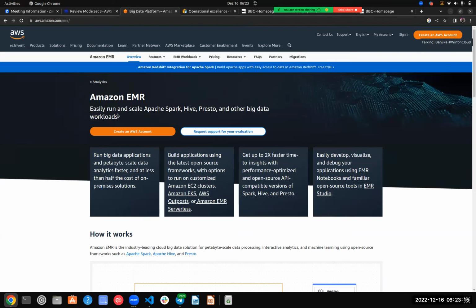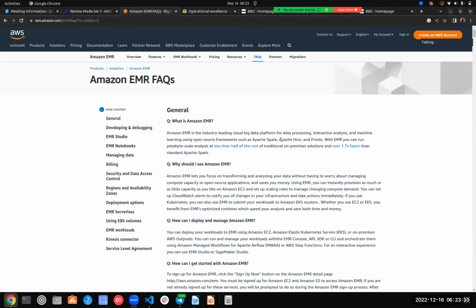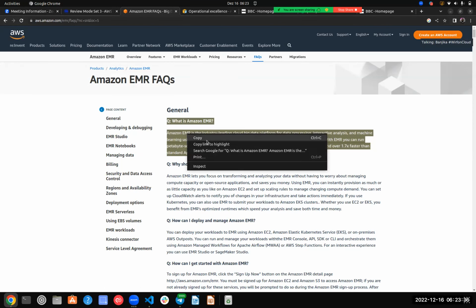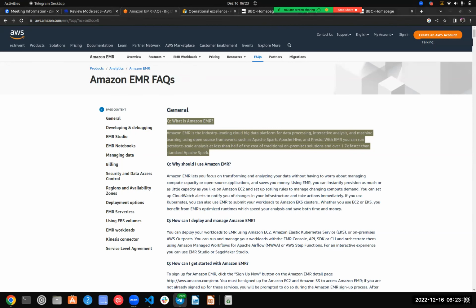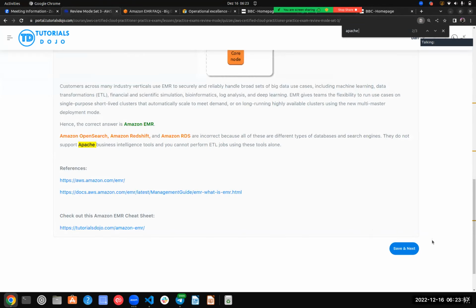Okay, you see, EMR easily runs and scales Apache Spark, Hive, Presto, and other big data workloads. That's what I wanted to point out. So when you think of EMR, you think of easily running and scaling. I think this definition is much better. This is a data platform for data processing and will support Apache Spark, Apache Hive, Presto. Those are some of the other tools as well.